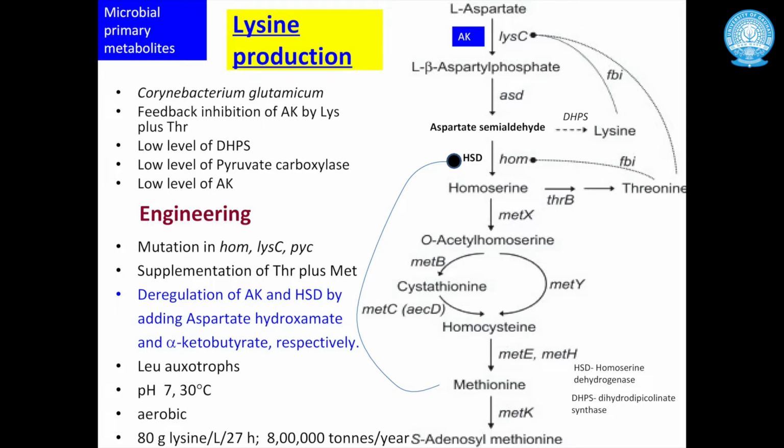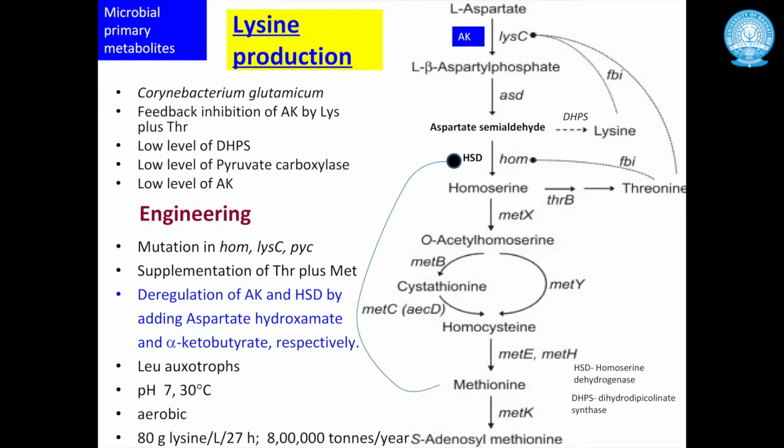homoserine dehydrogenase enzyme. So there are many points which are to be considered when we allow free and deregulated production of lysine from this pathway. But other metabolites like threonine, methionine are also important metabolites in this bacteria, Corynebacterium glutamicum. So in order to bring about accumulation of lysine or production of lysine at an industrially acceptable level, what we need to do is we need to deregulate certain enzymes.